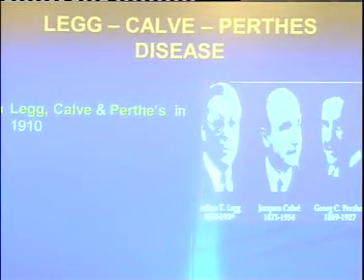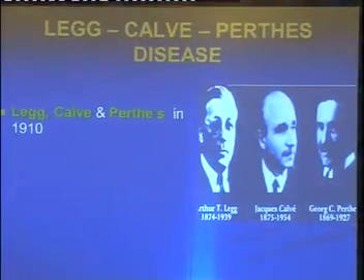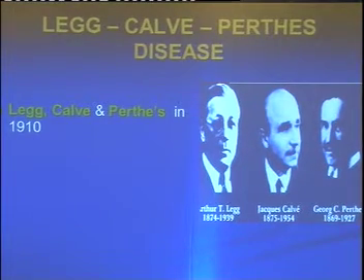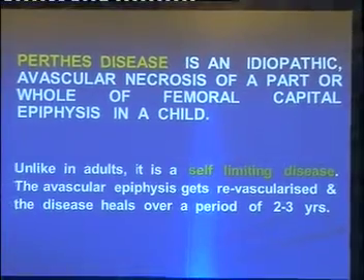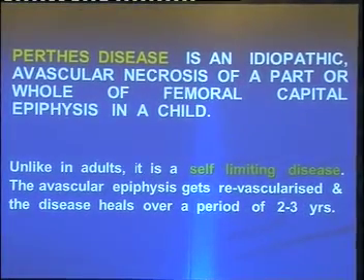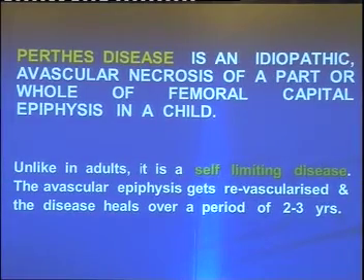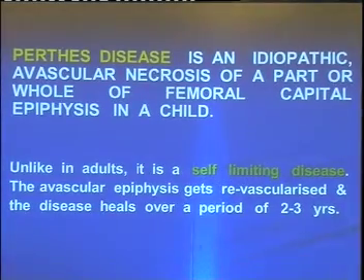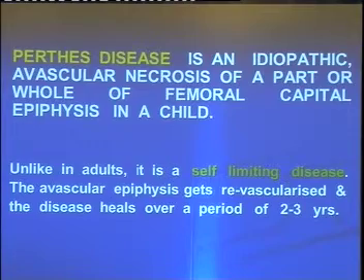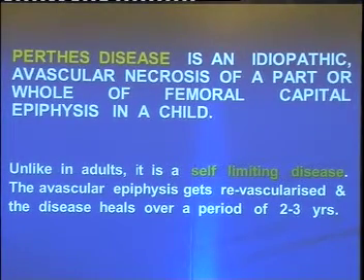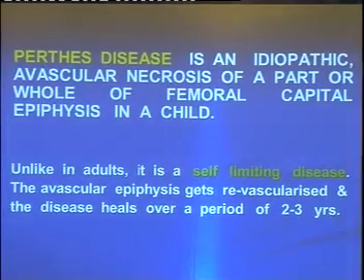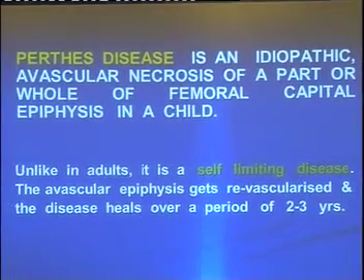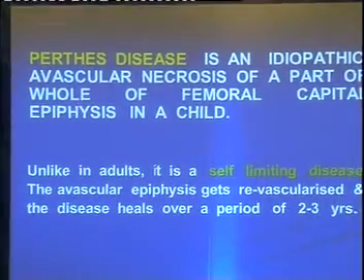Legg-Calve-Perthes disease. This disease was simultaneously described by 3 people from 3 different countries: US, France, Germany. So this name. Perthes disease is an idiopathic avascular necrosis of the part or whole of the epiphysis of the femoral head in a child. Unlike in adults, it is a self-limiting disease. The avascular epiphysis gets revascularized and the disease heals over a period of 2 to 3 years. This is the natural history of the disease, of course with some consequences.